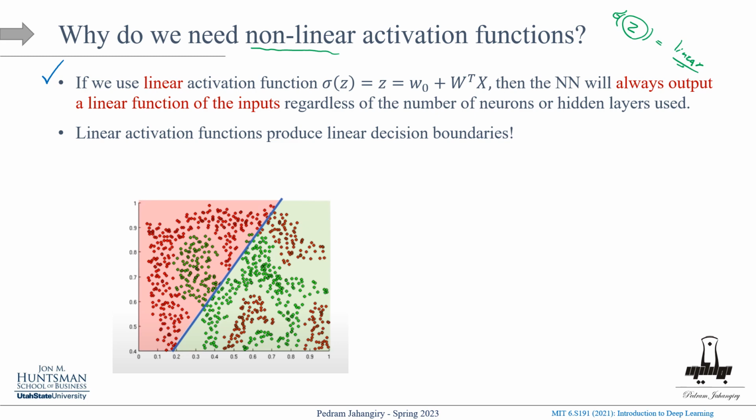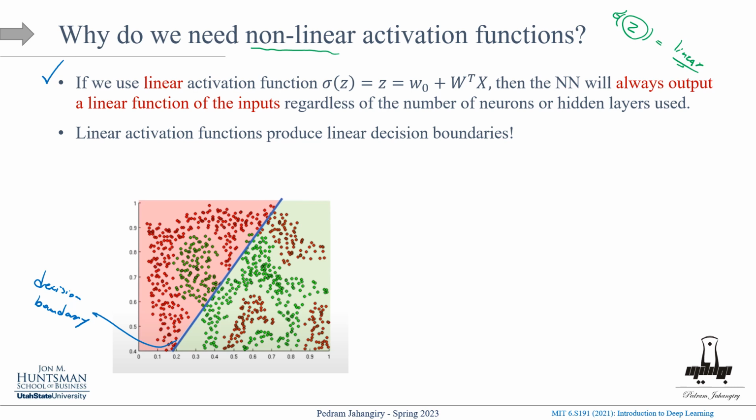So let me show you a visualization. We know that linear activation functions produce a linear decision boundary. So this is our decision boundary. And basically this says that, let's say, this is a two-class classification. Anything to the left is class red, anything to the right is class green in this example.